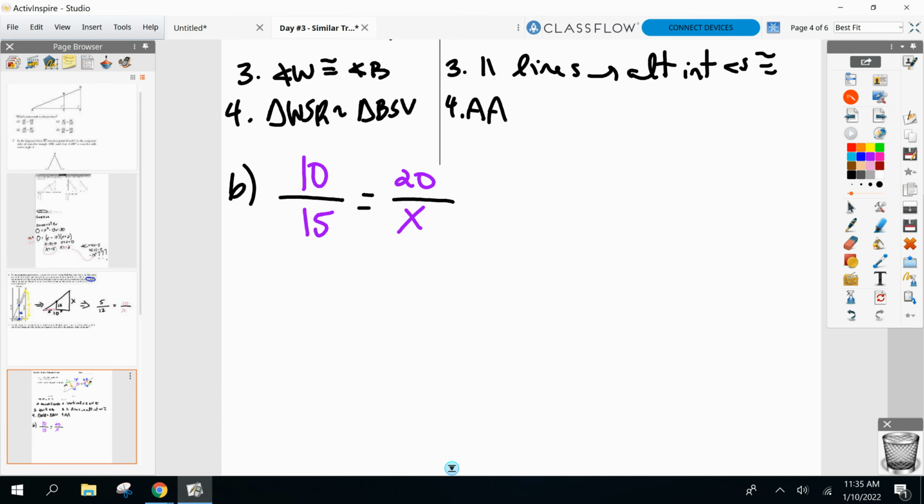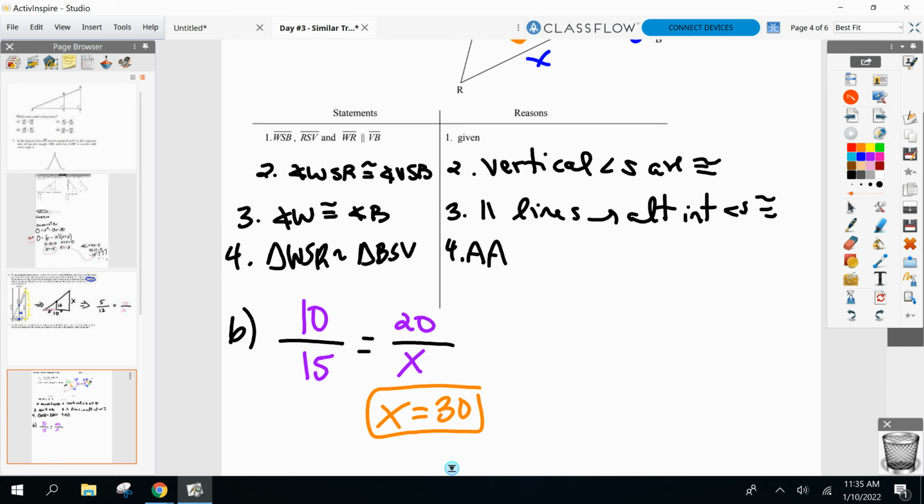And then what did x equal over here? Cross multiply, we should get 30. X is 30. All good. Questions? All right, that was a pretty easy proof.